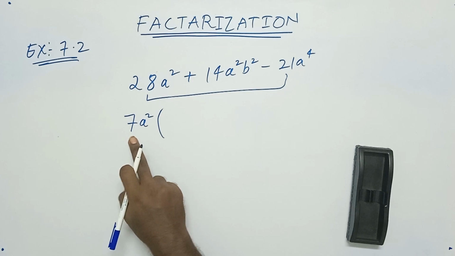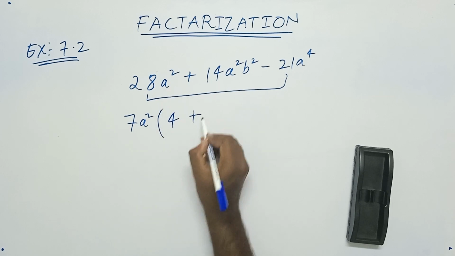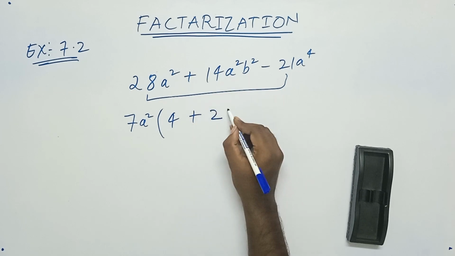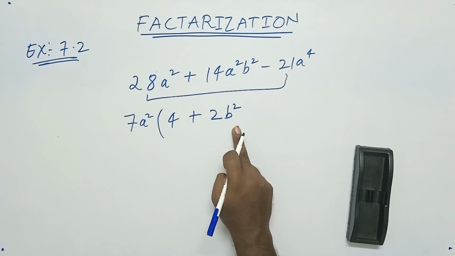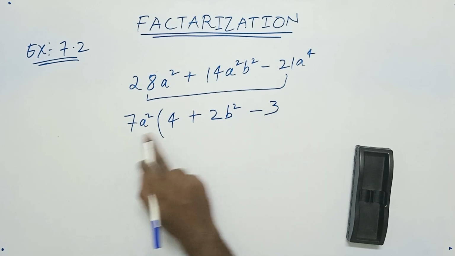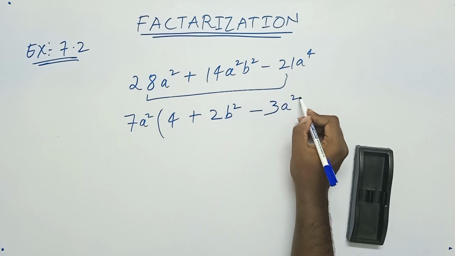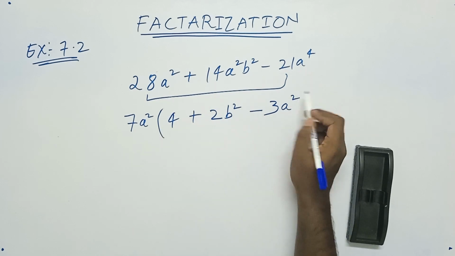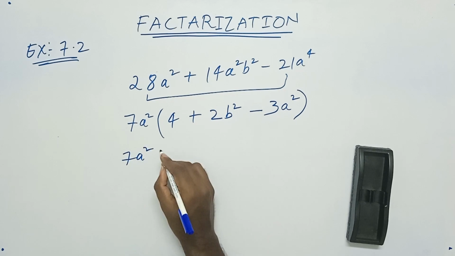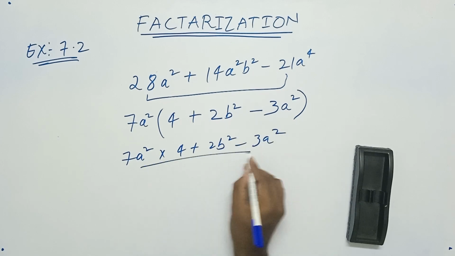So 7 4s are 28. a square times 1 is a square. We keep the plus sign. 7 2s are 14. a square times 1 is a square. b square we directly write as it is. Here we have a minus sign. 7 3s are 21. a square into a square is a power 4. Now we have the product of two factors, which is 7a square times 4 plus 2b square minus 3a square. These are the product of two factors.